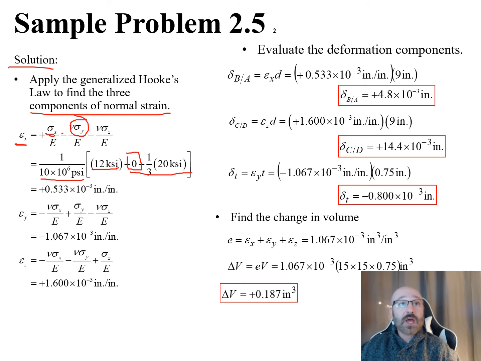Then that term goes away. So now we're just left with our Poisson's ratio times our sigma in the z direction. Our sigma in the z direction was given to us as 20 ksi, and our Poisson's ratio was given to us as 1/3. So this now simplifies down. We plug and chug this right here. We end up with our epsilon x equal to positive 0.533 times 10 to the negative third, and make sure your units are correct with this. Then we go on to our next relationship.